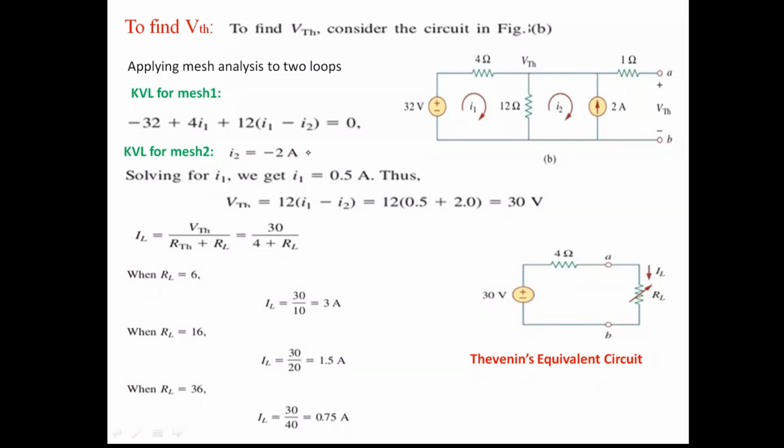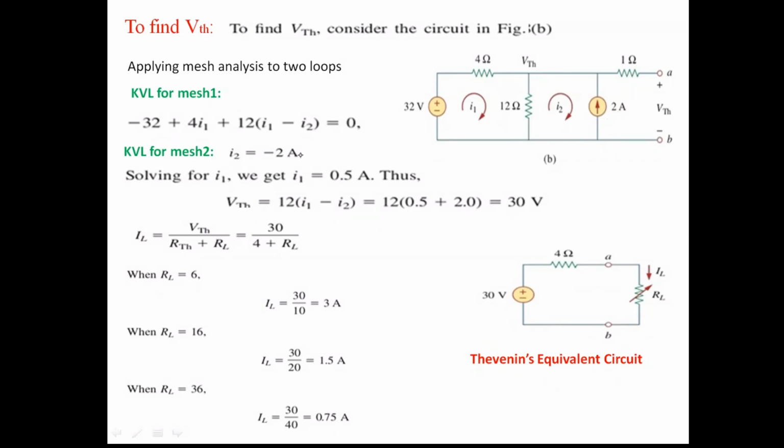Then the KVL equation of mesh 2, if you take. While you are writing the KVL equation of mesh 2 here, this is the voltage VTH and this is the same voltage VTH. So you need not write a mesh equation here. Why? Because I2 I have assumed, and the current source is 2 amperes, and I2 is also assumed clockwise. But the 2 ampere current source is flowing in anti-clockwise direction like this. That is why I2 will become minus 2 amperes.